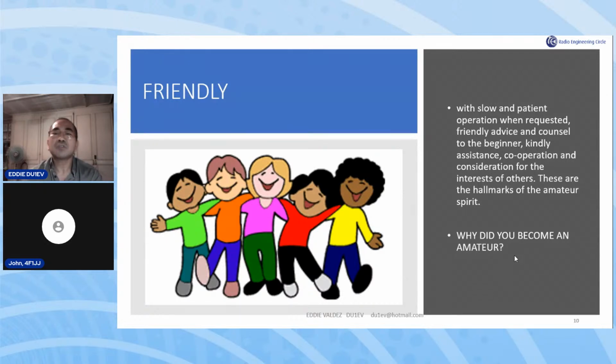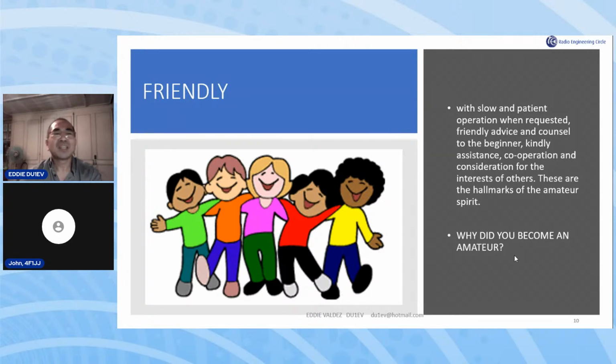Friendly advice and counsel to the beginner. All right? So we should be friendly to the beginners. Kindly assistance, cooperation, and consideration for the interests of others. These are the hallmarks of the amateur spirit. So why did you become an amateur? That is a basic question. Bakit ka nagpalisensya? Nagpalisensya ka ba para maghanap ng kaaway? 'Di ba hindi? Naglisensya ka para magkaroon ng kaibigan.